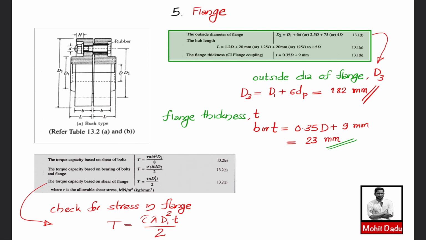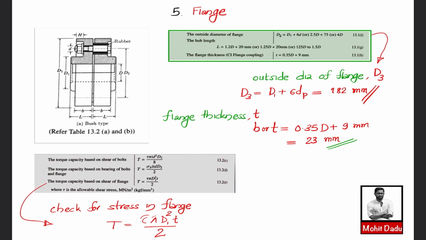So for the outer diameter of flange, you can use this equation 13.1 F, that is D3 equal to D1 plus 6 into dp, where dp is the diameter of pin. Then you will be getting a value of 182 mm for this one, and finally you will be evaluating the flange thickness T, or here it is actually small b. Then you will be getting this value as 23 mm.